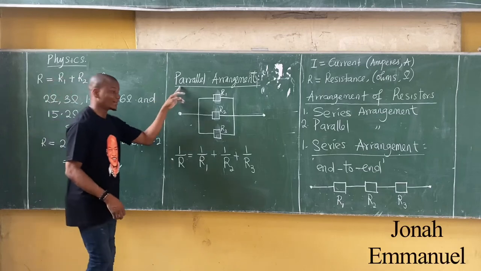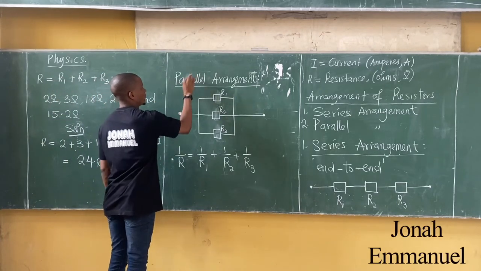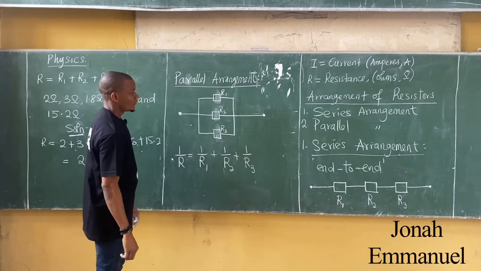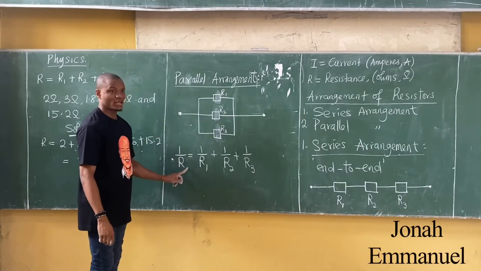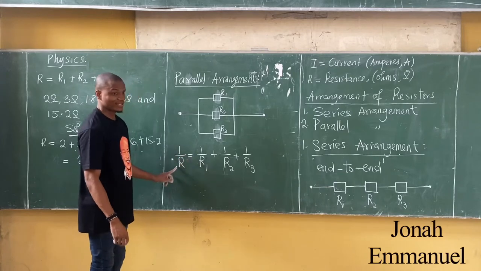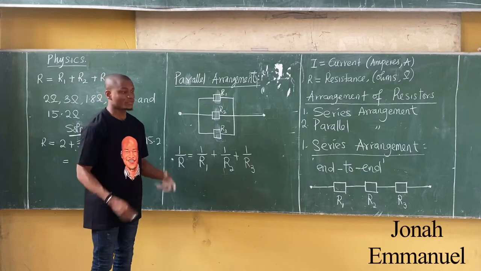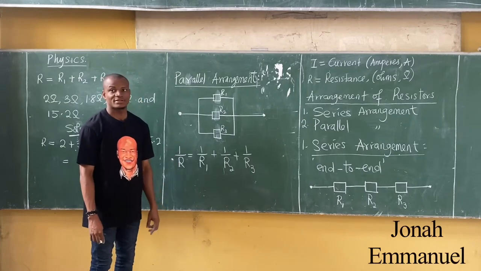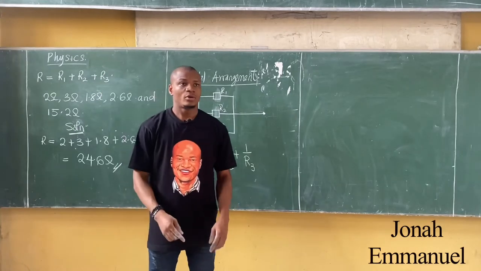For parallel arrangement, I have that the inverse of the equivalent resistance is equal to the sum of the inverse of each of the resistances. And that's the concept there, right? Example one.